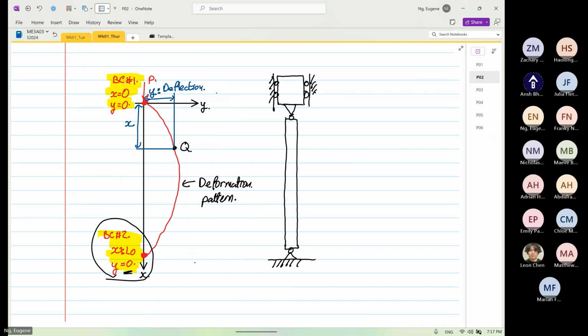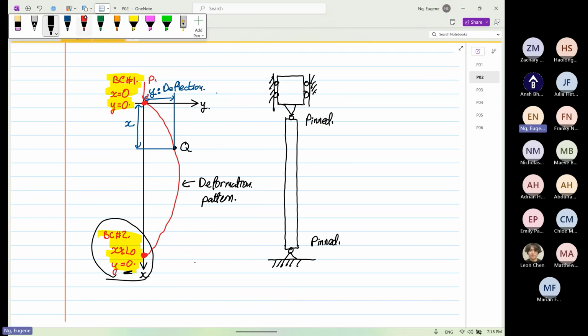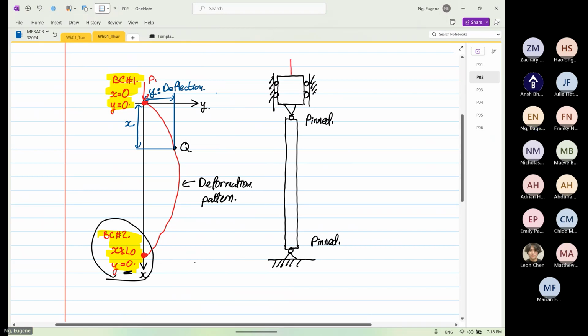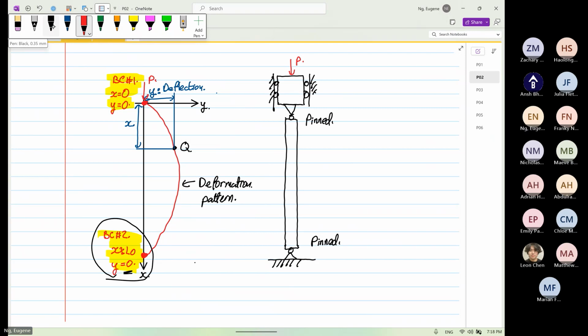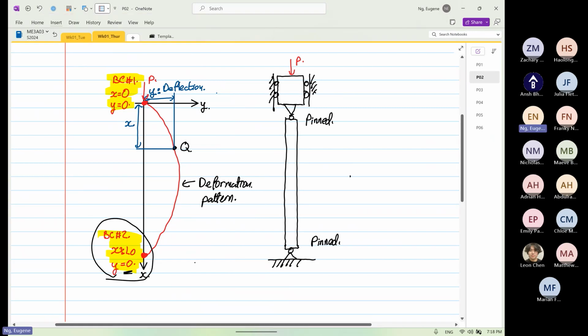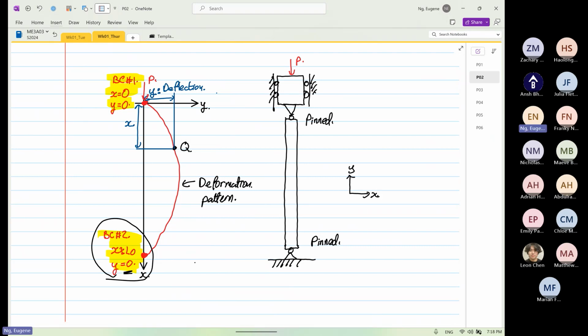Okay, so before I go there, what does this mean? What do all these boundary conditions mean? So this end is pinned, this end is also pinned, and we have an applied force over here coming down as P, right? So for this case, when it's pinned at this end, and this is my transformation. This is X, this is Y, this is moment about Z.